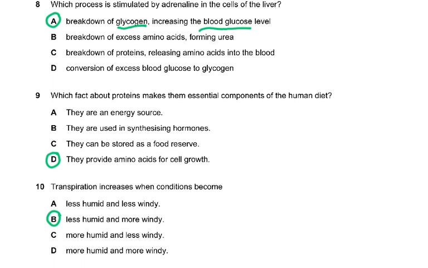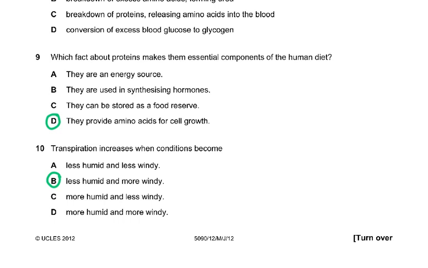Then question number 9, which facts about proteins make them essential components of the human diet? They provide amino acids for cell growth. So proteins are not an energy source. It's carbohydrates which are an energy source, and fats are also an energy source. They're used in synthesizing hormones. Sorry, hormones are needed, yes, but there are some hormones which are not made up of proteins.